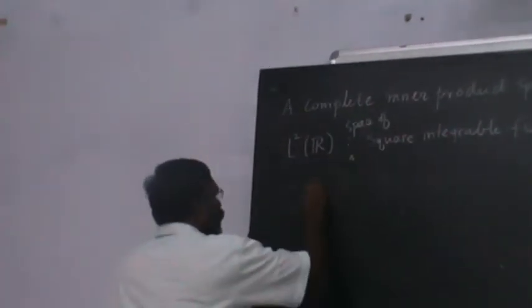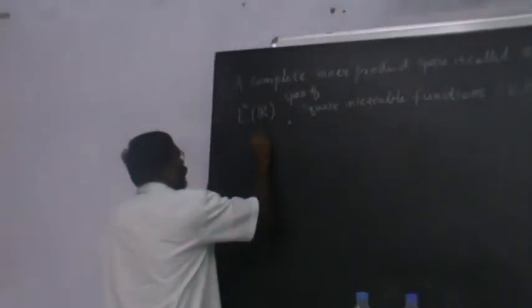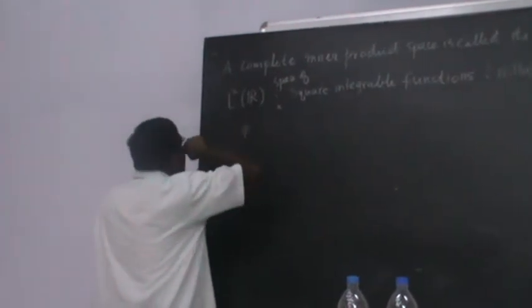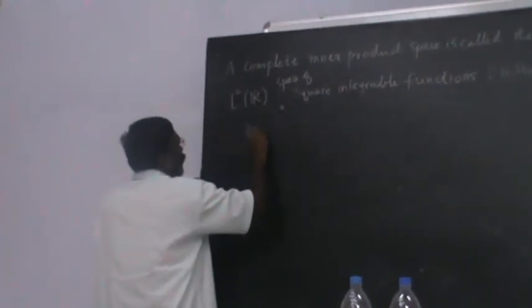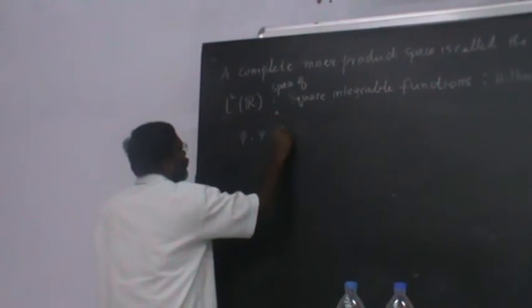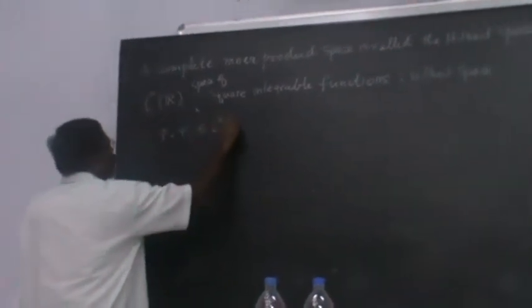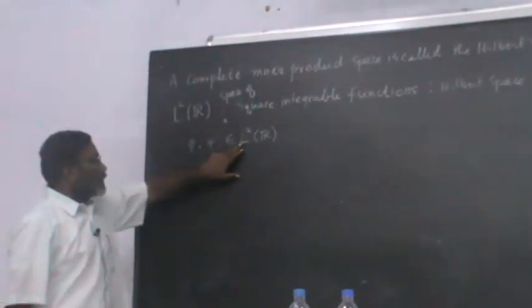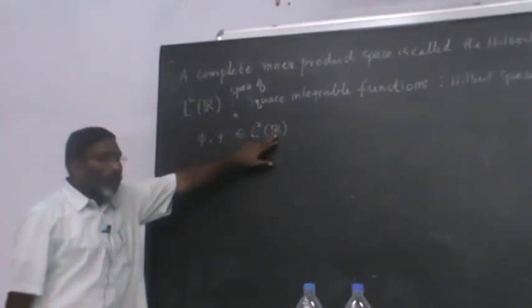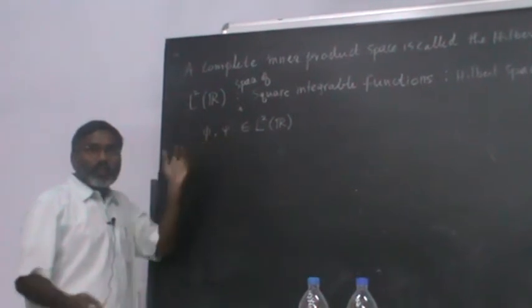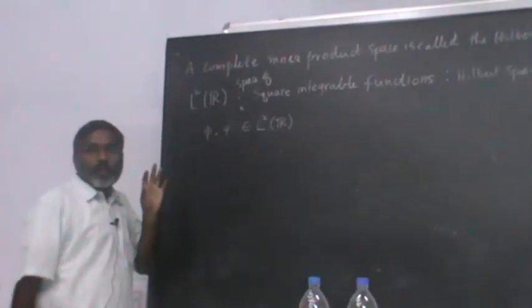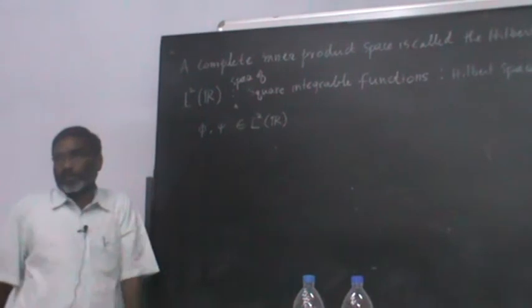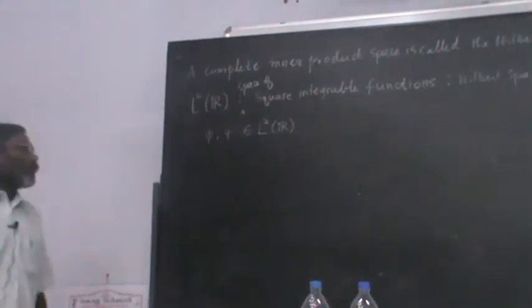Okay? So let me say that I have a function phi and some function psi in L square of R. When I write like this, that means the domain is R. That means phi is a function of a real parameter. But phi itself can be a complex function. Okay, phi, psi are in L square of R.